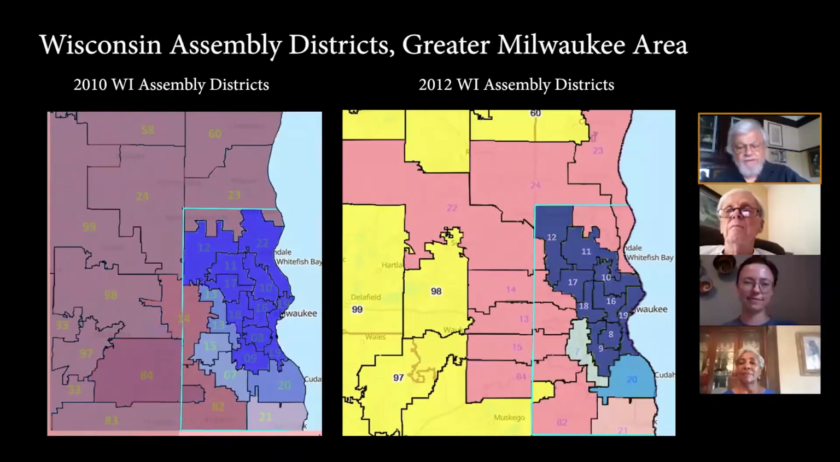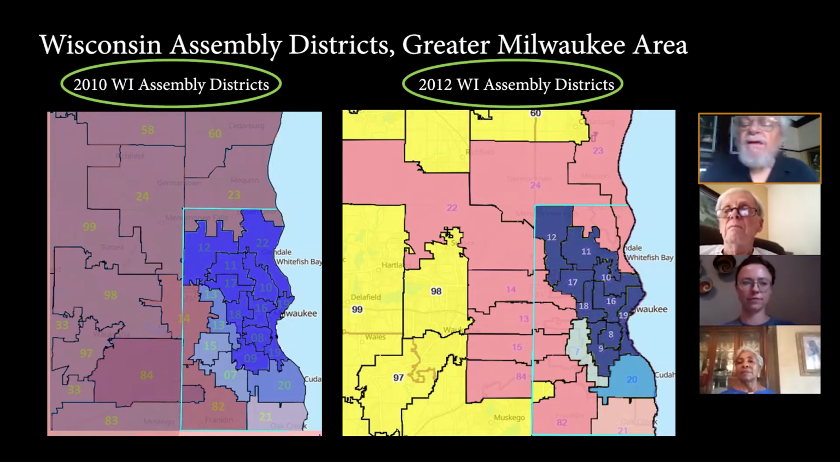Now this map focuses on the area around Milwaukee. Again, it shows the old map that's on the left and the new map that's on the right. The light blue line that runs from right to left and then down shows the boundaries of Milwaukee County. I want to make a couple observations about looking at these two maps. First of all, the blue are the seats that the Democrats won in those elections. There's a lot less Democratic seats.